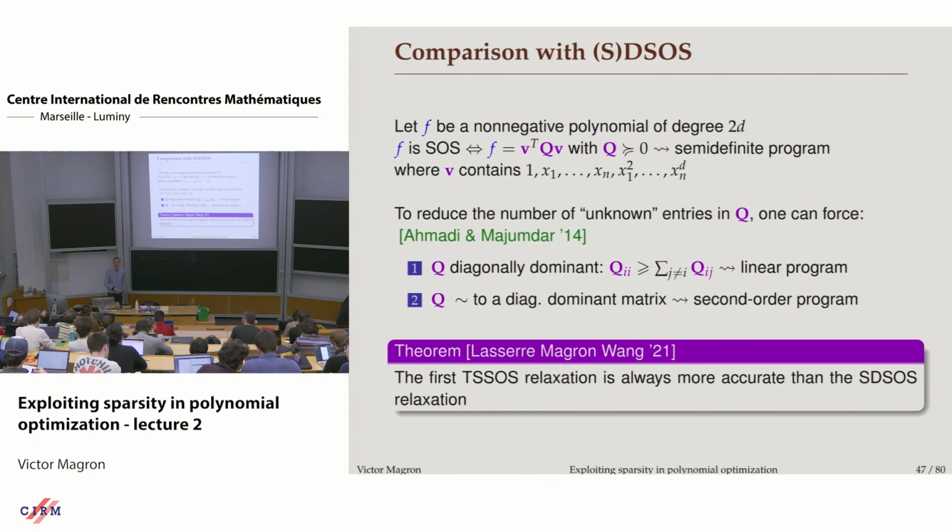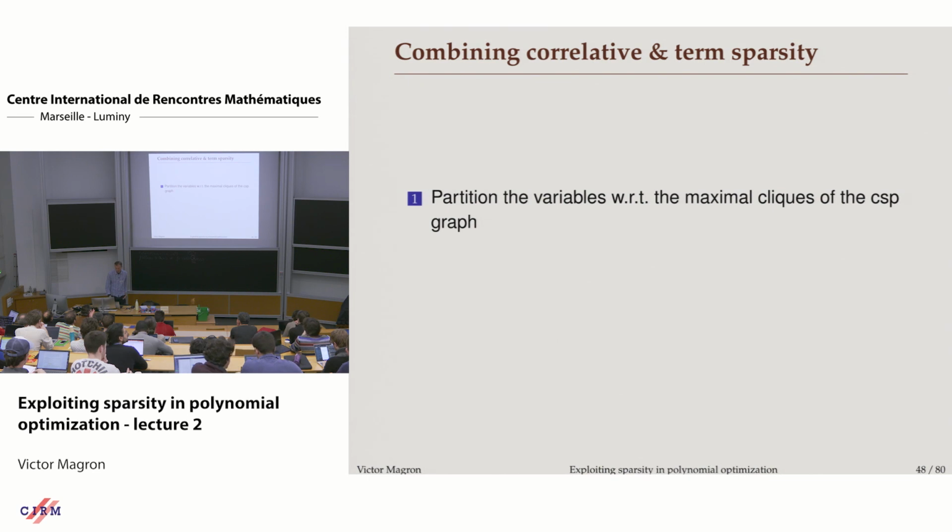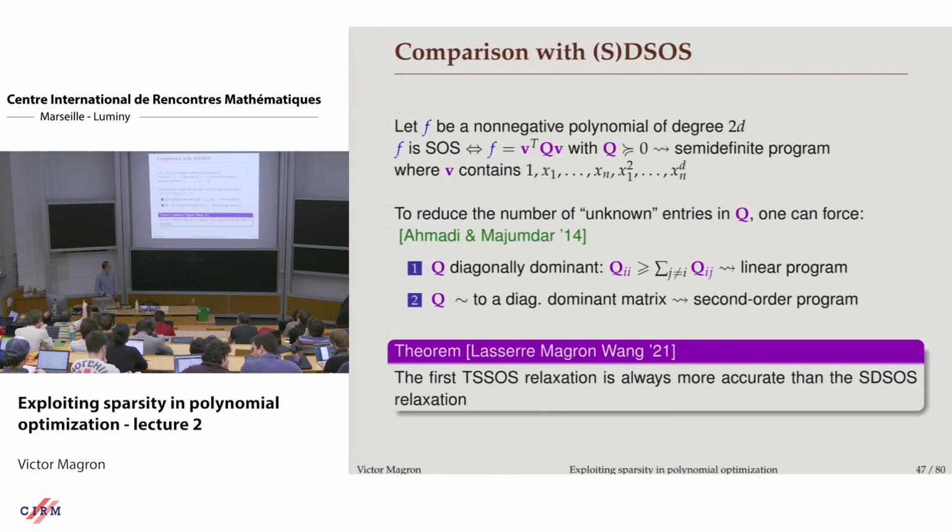But it might not be the best choice of monomials, and there might also exist other term sparsity hierarchies, right, associated to other groups. Yes, equivalent. Yes, exactly.